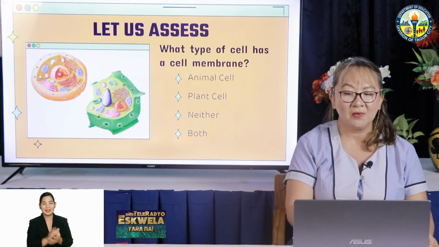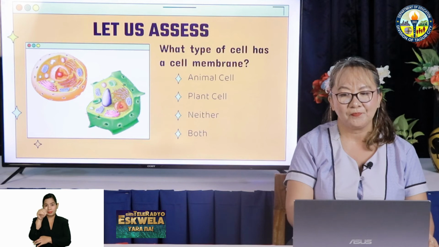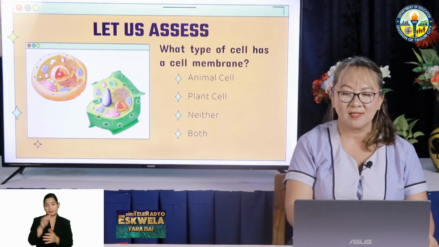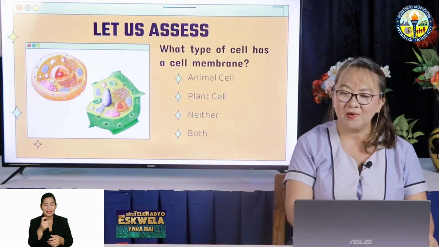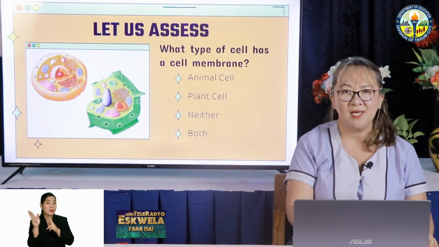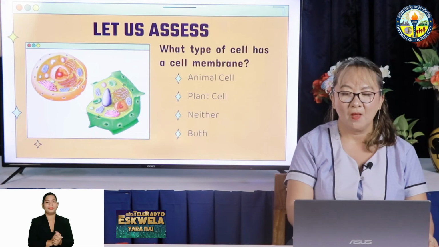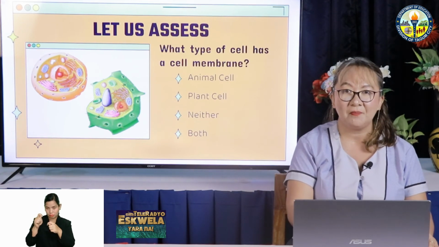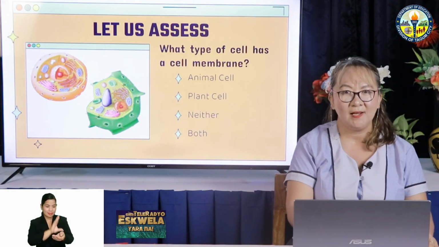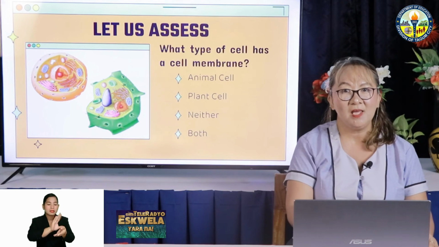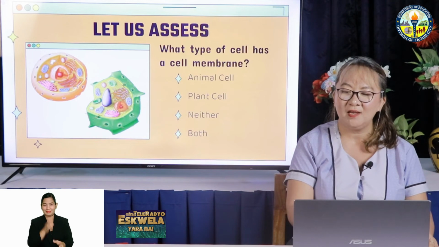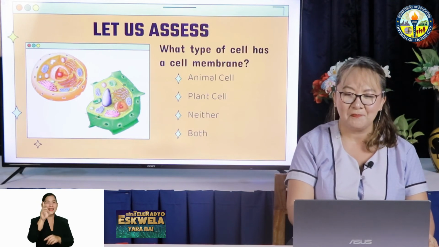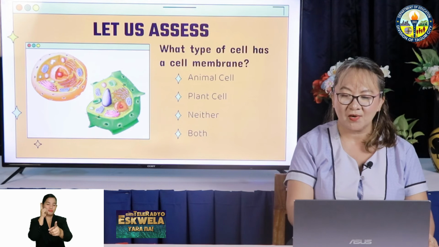Now, turn your module to page 15. Under Let Us Assess, let us answer the first question together. Are you ready? Let us begin. What type of cell has a cell membrane? A. Animal cell. B. Plant cell. C. Neither. D. Both. If you answered letter D, then good job! You got the right answer.